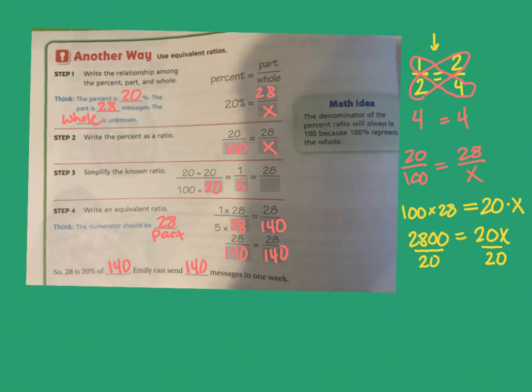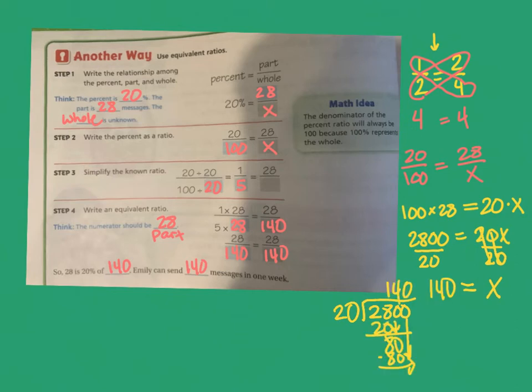That allows me to do that. 20 divided by 20 is 1. That left me with x, or 1x, isolated. Then I just have to do 2,800 divided by 20, and that will bring me to 140. Ta-da! So there's another option.